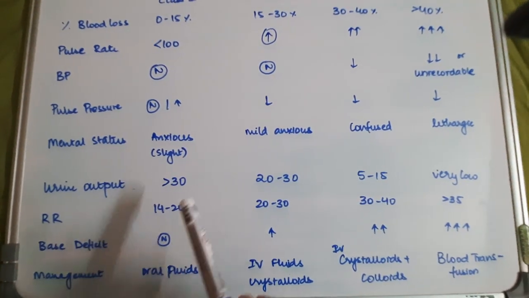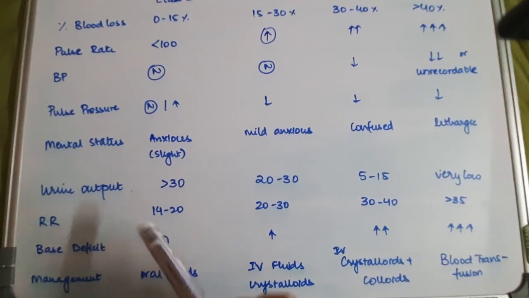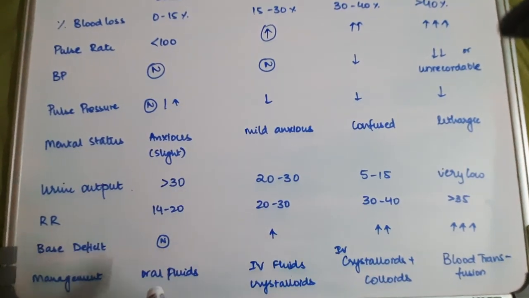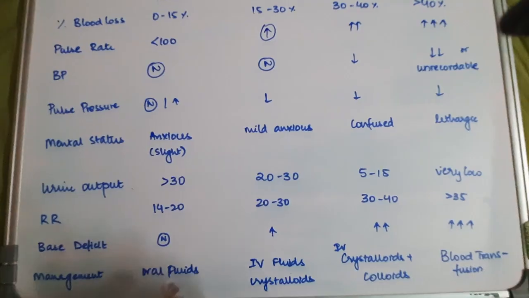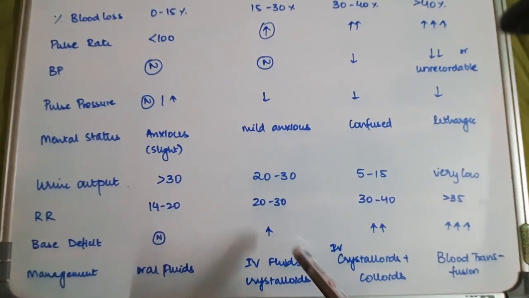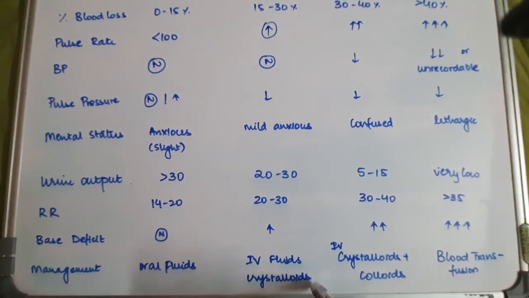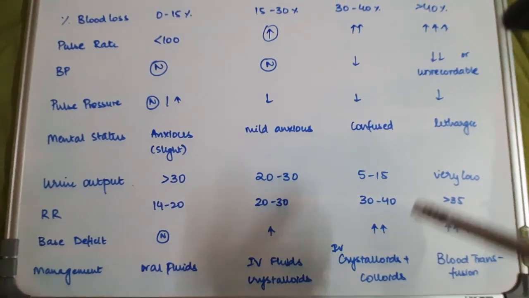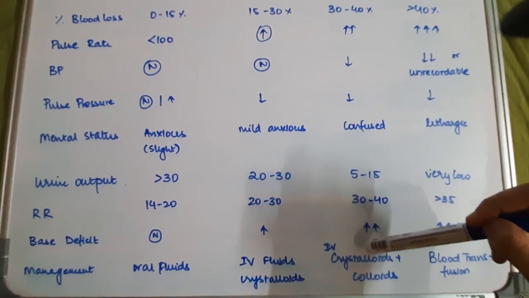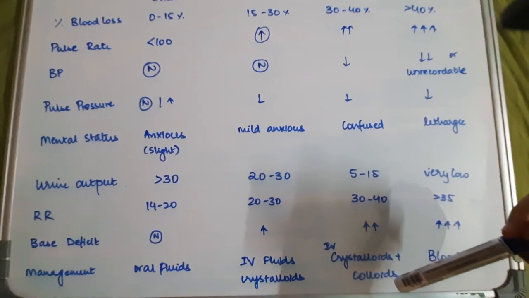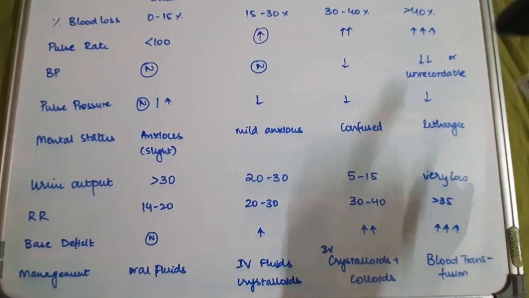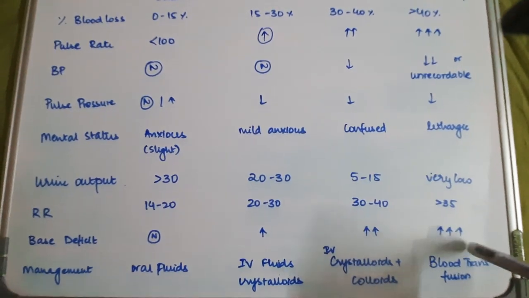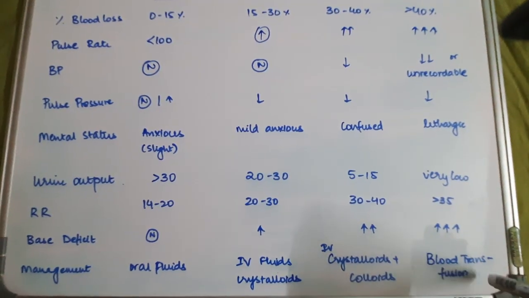For management, class 1 shock, since the patient is more or less stable, you can just give oral fluids. For class 2 shock, IV fluids have to be given in the form of crystalloids. In class 3, IV crystalloids and colloids both may be needed, but in class 4, since it is the most severe form, we have to replace the blood by blood transfusion.